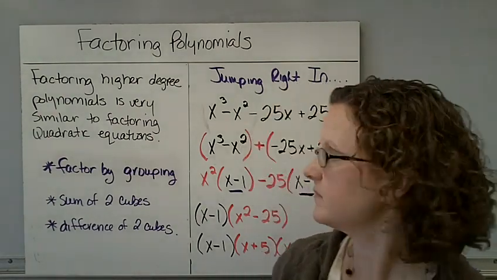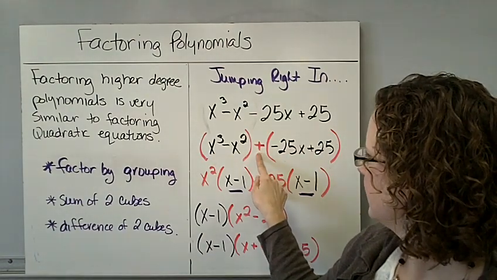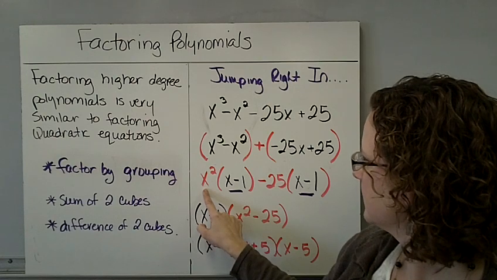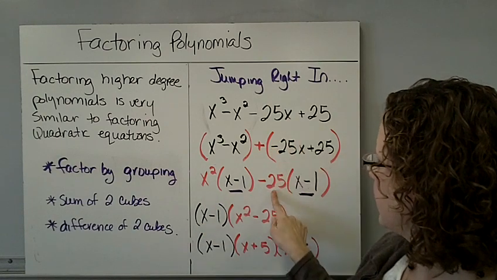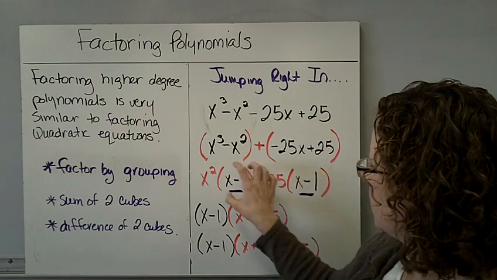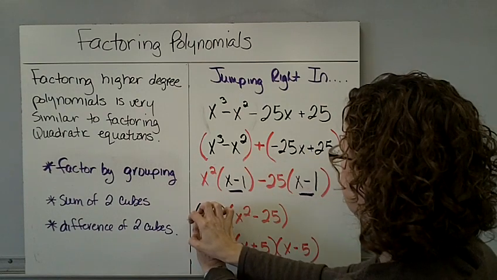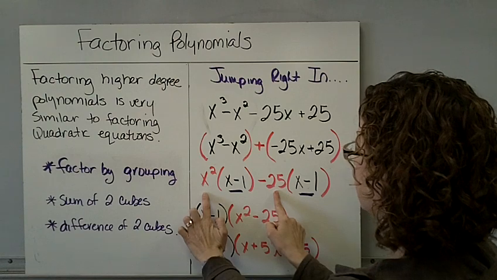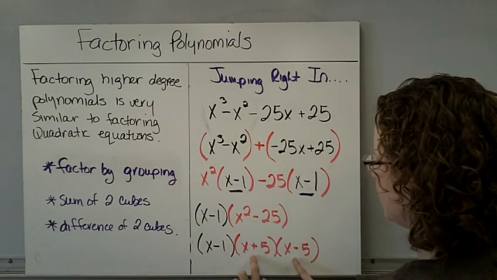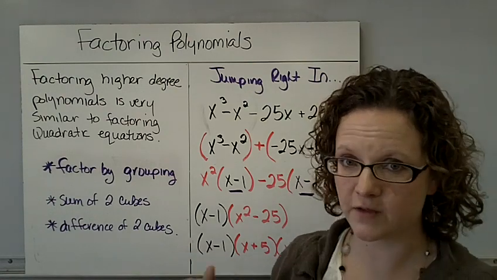Let's review. First, I group the first two terms and the second two terms with a plus in between. I take those first two terms and I factor out my greatest common factor. Take the second two terms and I factor out the greatest common factor, making sure I bring the negative with me. I'm left with two binomials that are the same. I'm going to take those and factor them out, and I'm left with x squared minus 25. X squared minus 25 is the difference of two squares, and I'm left with my answer. We're going to try two more of those.